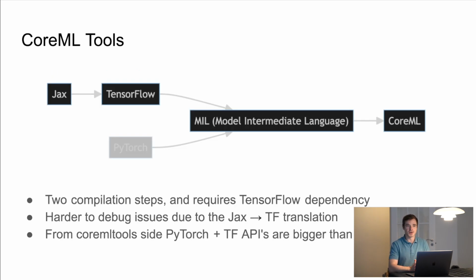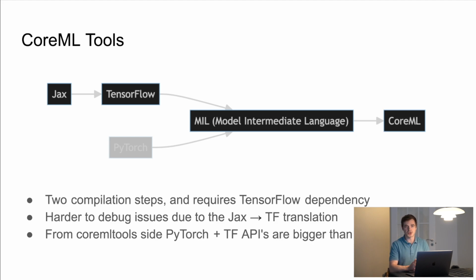The easiest way to go about this, using all of the existing tools, would be to take your JAX model, convert it to TensorFlow using a built-in conversion step, and then use the TensorFlow to ML conversion tool provided by the Apple CoreML tools. There are a few reasons why I didn't like this too much. First of all, I need to pull in that dependency on TensorFlow.